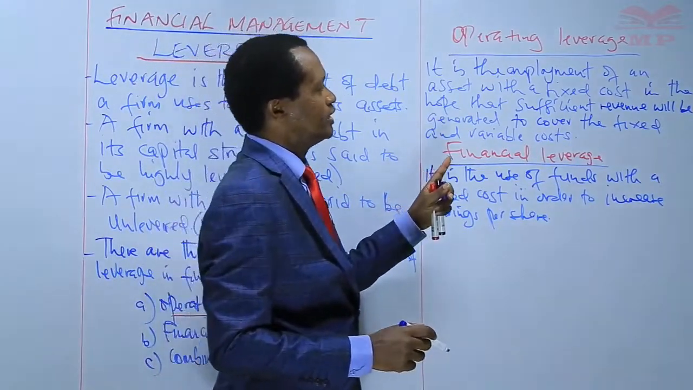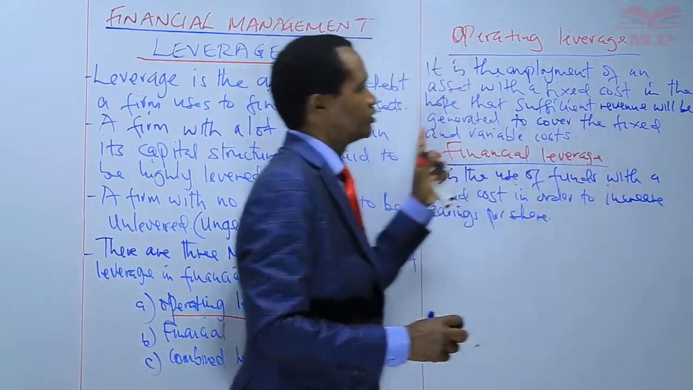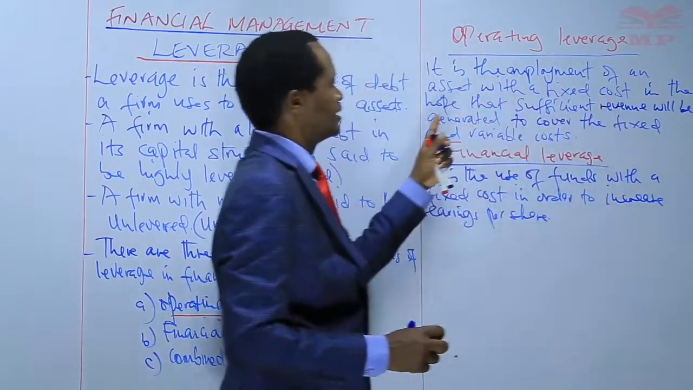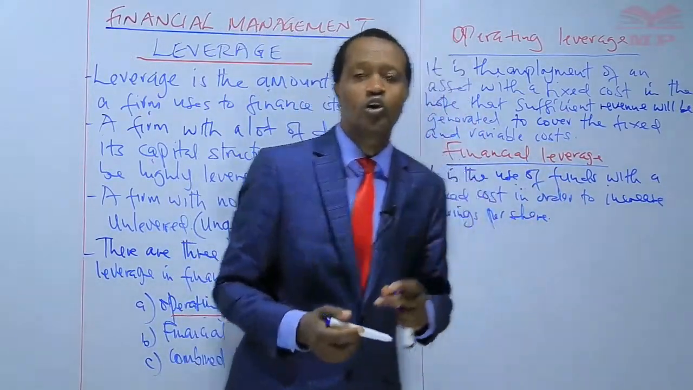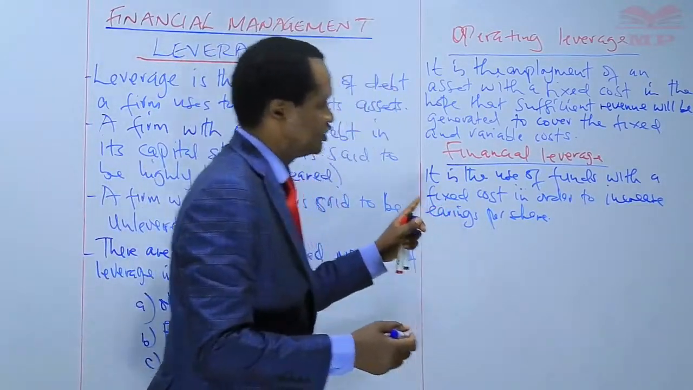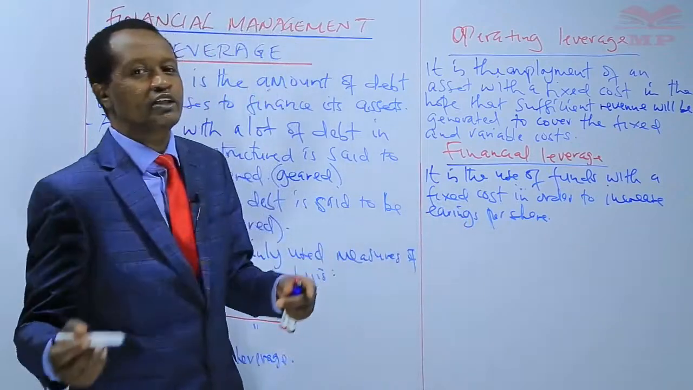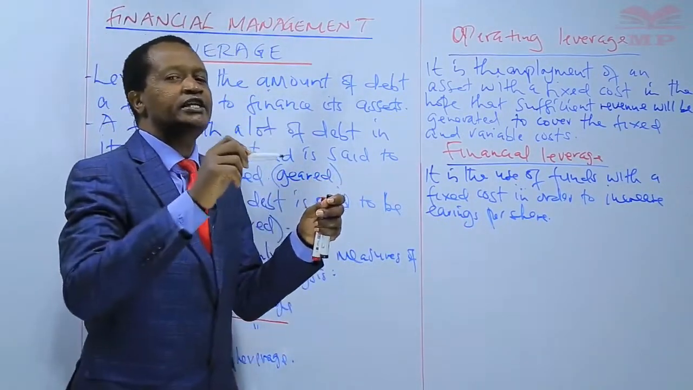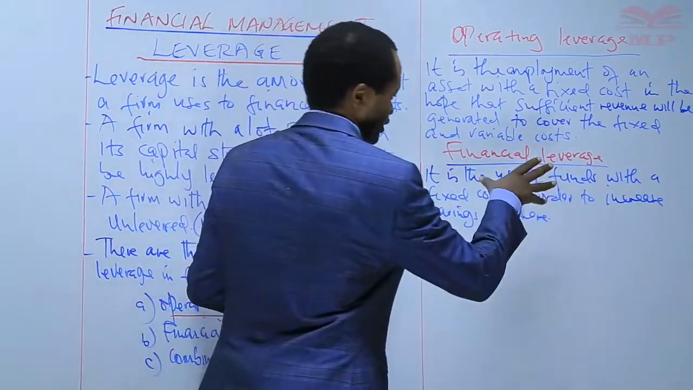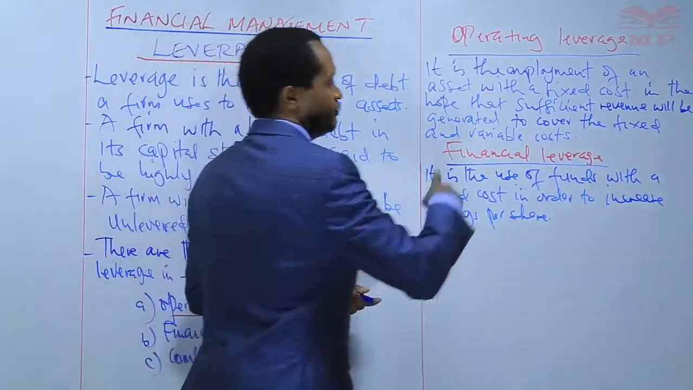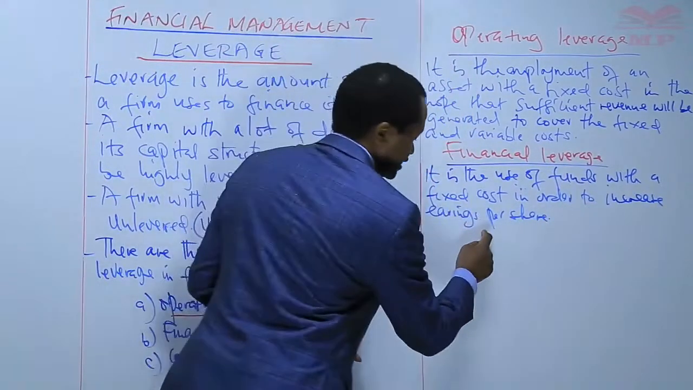In operating leverage, we say that is the employment of fixed charge costs, all right? Employment of fixed cost in the hope that sufficient revenue will be generated to cover the fixed and variable costs. But in financial leverage, we say it is the use of funds with fixed cost. In other words, we are talking about the fixed financial charges, like interest. Funds with fixed financial charges, in order to do what? To increase earnings per share.